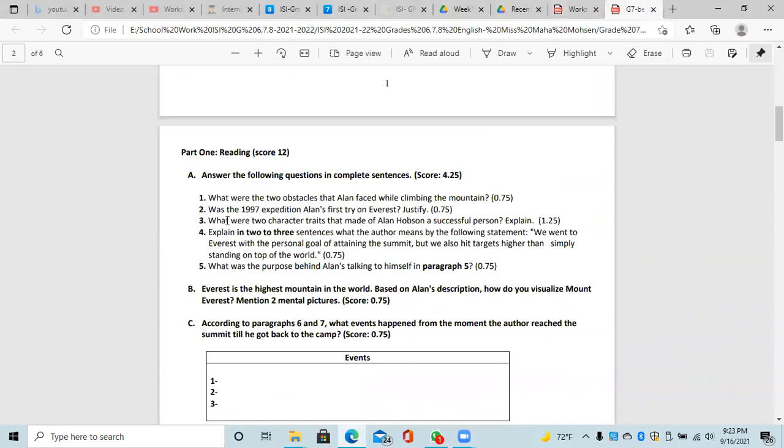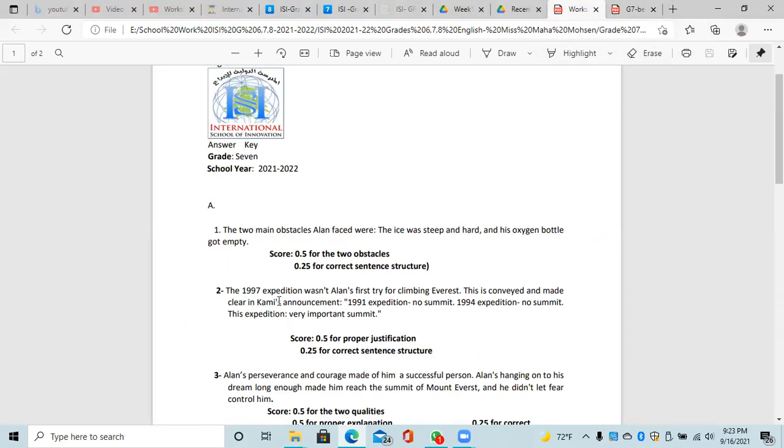Number two, was the 1997 expedition Alan's first try on Everest, and justify your answer. So the 1997 expedition wasn't Alan's first try for climbing Everest. So he tried climbing Everest before 1997. This is made clear in Cami's announcement in the text, when Cami announced: the 1991 expedition, no summit. 1994 expedition, no summit. This expedition, very important summit. This means that Alan Hobson went climbing Everest three times, in 1991, 1994, and 1997, and it was a very important summit.